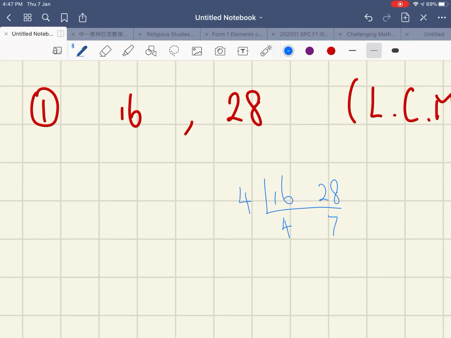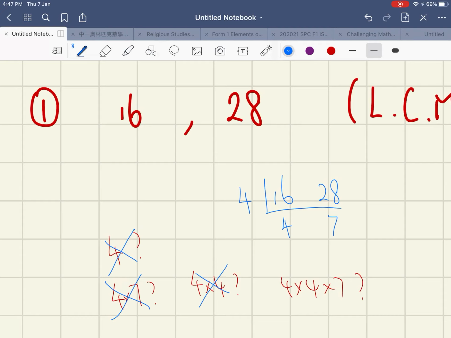Wait, there are many numbers. Should the answer be 4? 4 times 7, 4 times 4, or 4 times 4 times 7. Since when we are calculating the least common multiple, it must be a multiple of both 16 and 28, and it is the least one. So it must not be 4. Not be 4 times 7, not be 4 times 4.